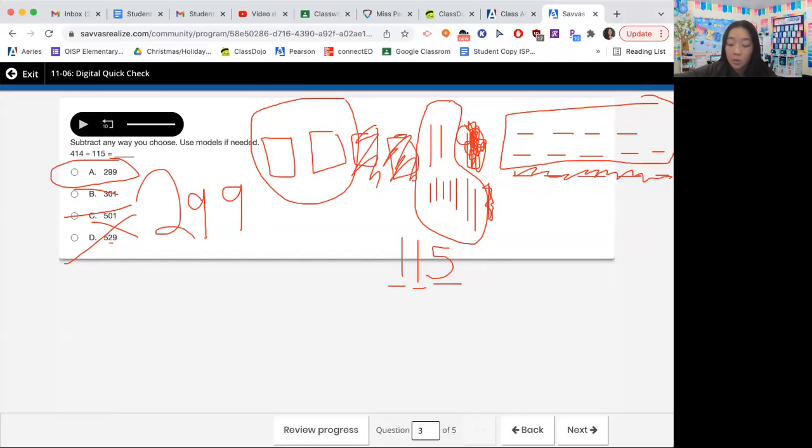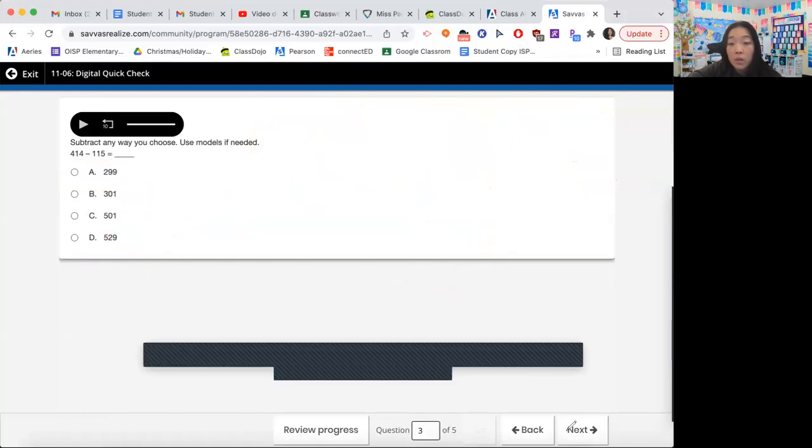All right. We're going to move on now to the next question. This one, so in my opinion, I like using models. I think that using models is very helpful, but you guys can use whatever way is helpful to you. I'm going to move on to the next one.